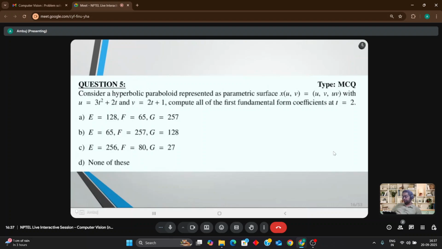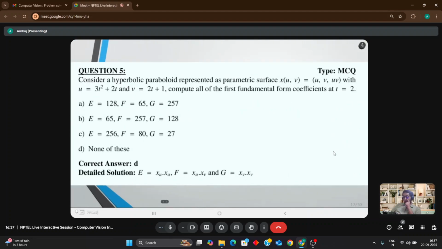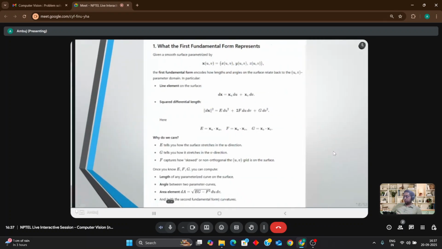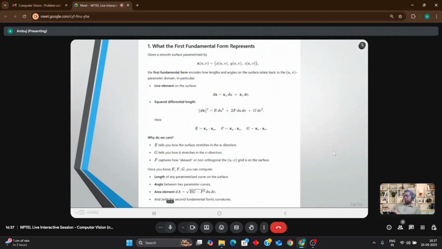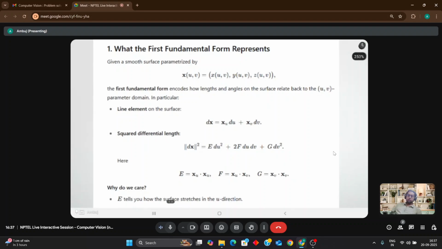So the correct option would be option number D, which is none of the above. Why? Because in order to explain, first the fundamental form. I already tried to explain the first fundamental form in brief in question number 2, and I'll try to explain it again here also.